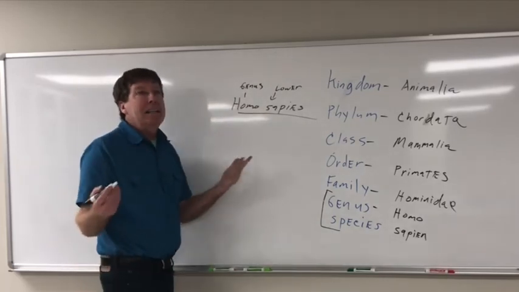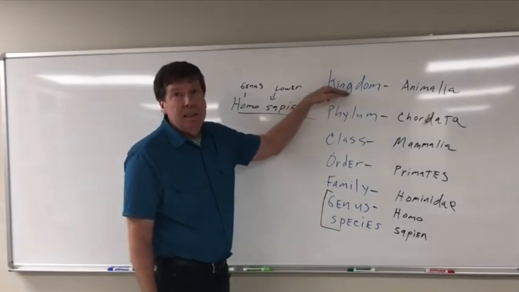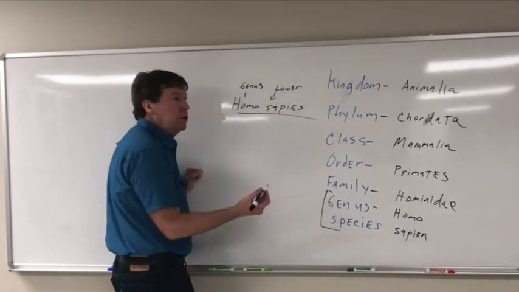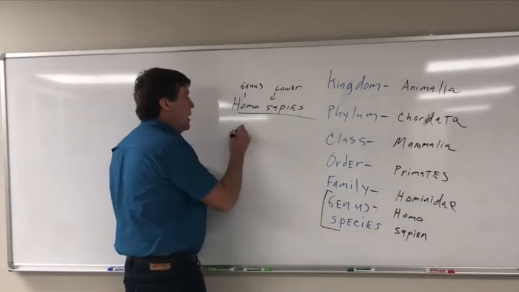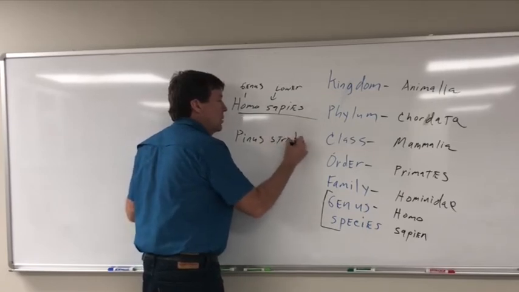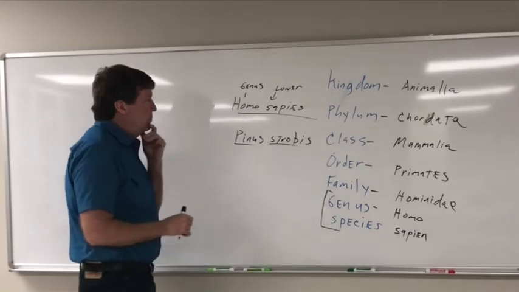A white pine tree. Obviously a white pine tree is going to be in a completely different kingdom, phylum, etc. But once you get down to the scientific name, that would be Pinus strobus. So notice, genus and species.